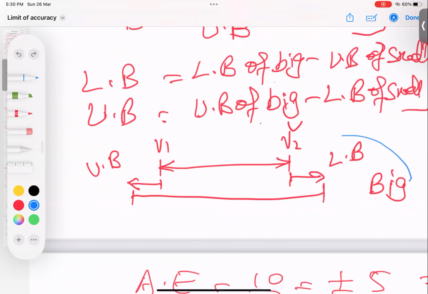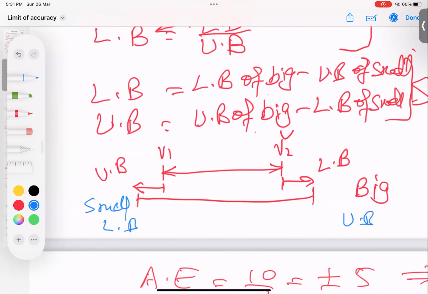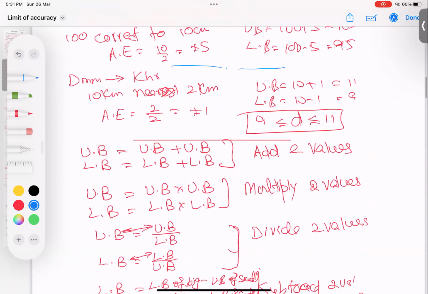So for a big value, take the upper bound, and for the smallest value, take the lower bound. I think you got my point. I repeat again: a big value, you will take the upper bound. Sorry, this was a mistake, there's a previous part, but I'm writing it here. Big value, take the upper bound, and smallest value, take the lower bound. In this way, we can find a bigger difference. Anyway, so all our formulas are clear.